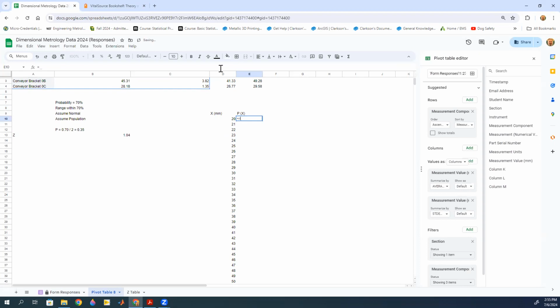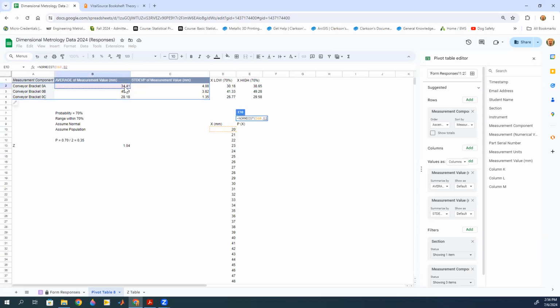So we can do equal NORM.DIST, make sure I have that function right, and then from here we put in the value that we're interested in, and then the mean and standard deviation. And then we're not interested in the cumulative, so we'll compute that right there. That's the probability associated with an X value of 20 for bracket A.